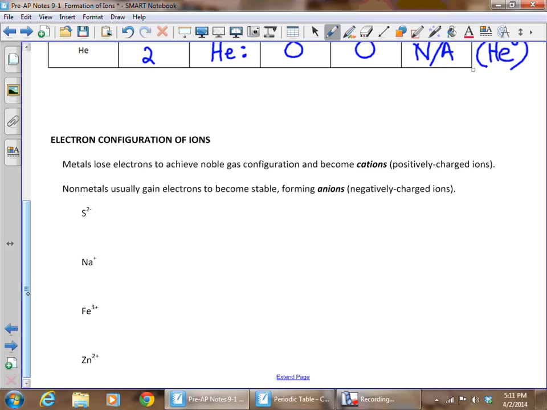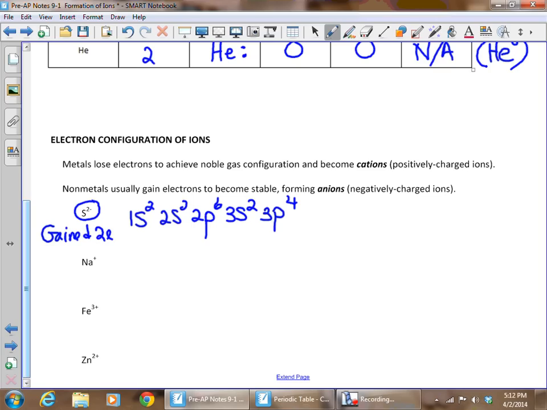So let's say we have S2 minus. Normally sulfur, we've already looked at this, normally sulfur would have a 1s2, 2s2, 2p6, 3s2, 3p4 configuration. But since it has that negative 2 charge, that tells us that it's gained 2 electrons. So if that's true, we're going to need to change this electron configuration to show that. So we're going to put 3p6, which shouldn't surprise you. The driving force to form an ion is to reach that stable s2p6 configuration, and that's exactly what sulfur did.